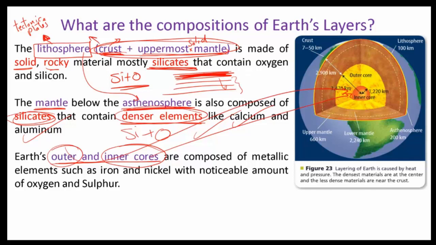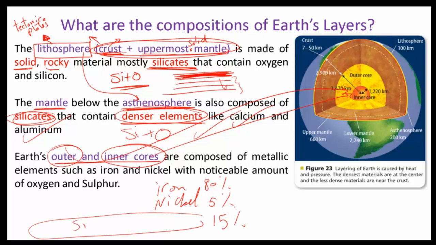It's solid because of the very high pressure over this part, although it has very high temperature, up to 6,000 degrees Celsius. It's mainly composed of around 80% iron, around 5% nickel, and about 15% other elements like silicon, oxygen, carbon, nitrogen, sulfur, some heavy elements, and so on. So this is briefly the layers of the Earth.